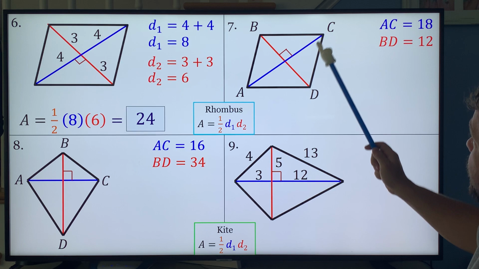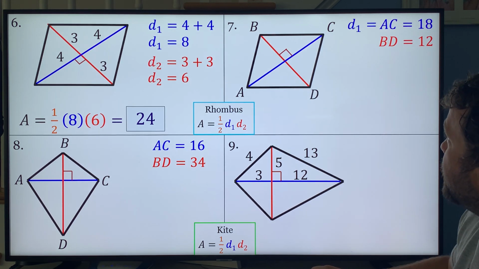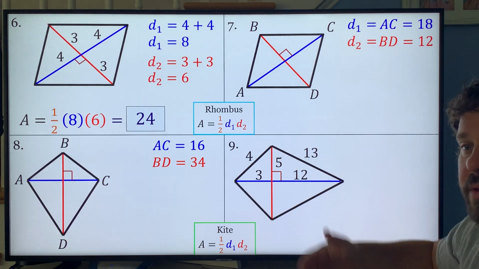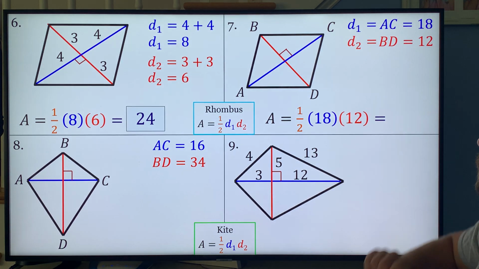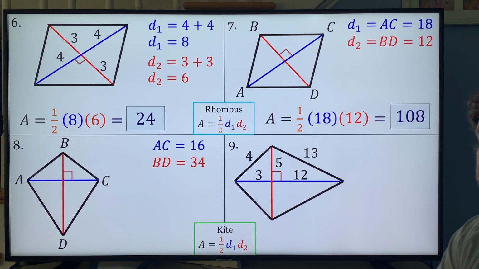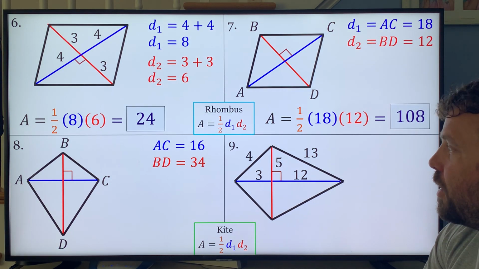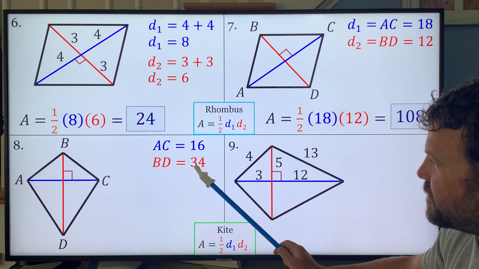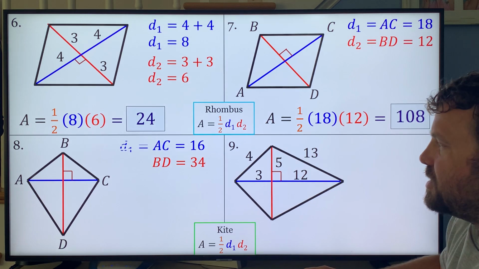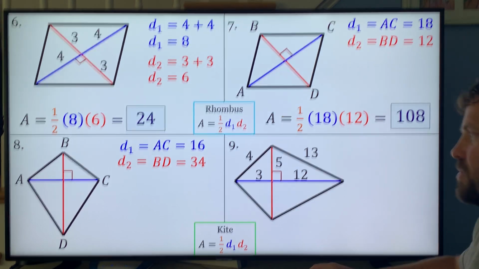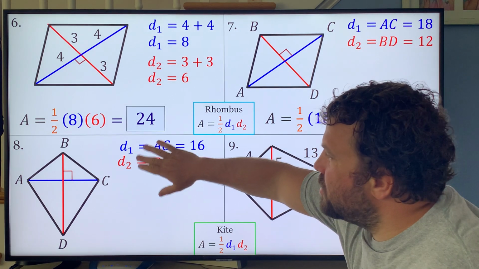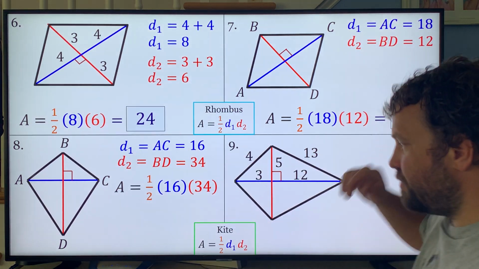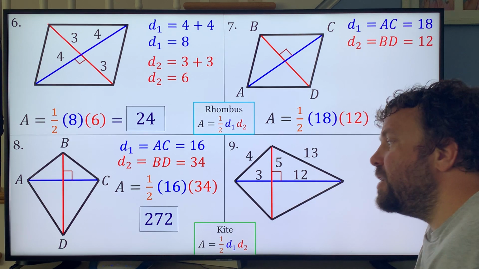Now it gives you the AC. It gives you the BD. So it's very simple. This is just your diagonal 1, your diagonal 2. Since it gives you the whole diagonal, there's no reason to multiply or divide anything by it. 1/2 of 18 times 12 is 9 times 12 is 108. Right. Problem number 8. AC is 16. BD is 34. Once again, it's giving you the whole distances here. So you got your diagonal 1, your diagonal 2. So what you're going to do here is 1/2 of both of them multiplied by each other. 8 times 34 is 272.